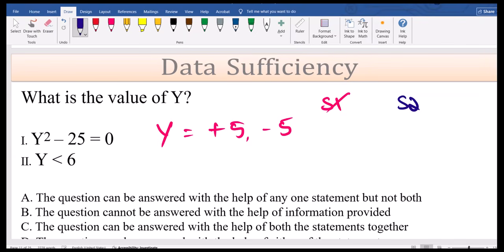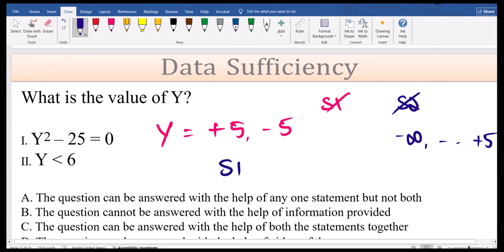Statement 2 alone, Y less than 6 means you have minus infinity to 5. We have a lot of values. 5.5 also. So there are a lot of values. So 2 alone not possible. Put together also not possible. Plus 5 also less than 6. Minus 5 also less than 6. So put together also not possible. Cannot be answered. Both also cannot be answered. Put together also we cannot answer.